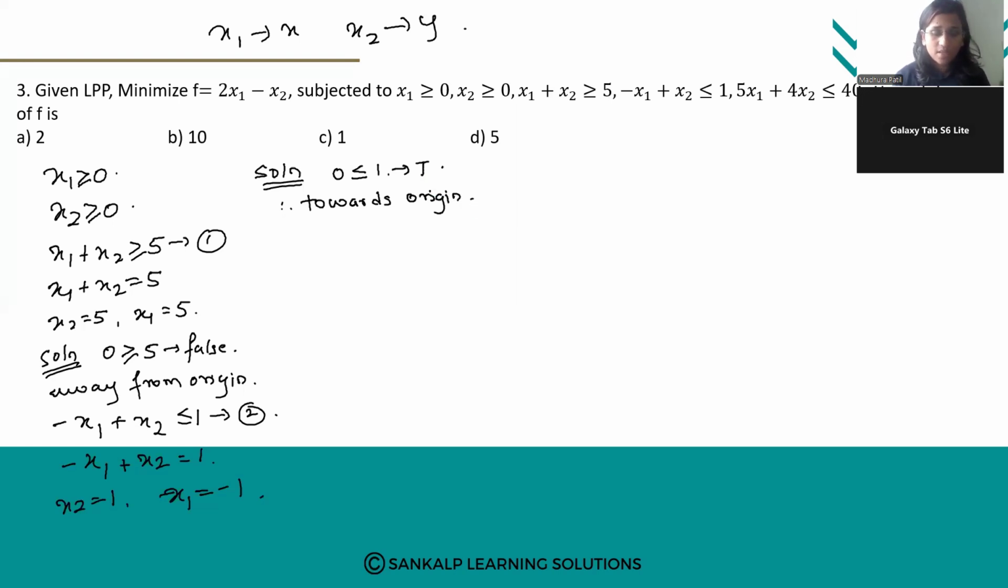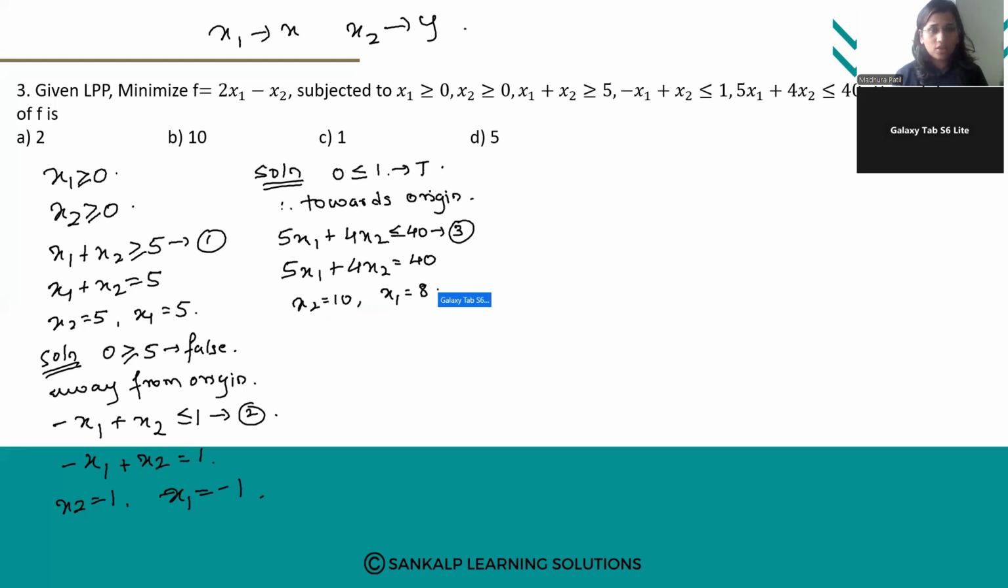Now, similarly, the last constraint is 5x1 plus 4x2 is less than or equal to 40. By the rule again we equate it to 40 and find the vertices. If I put x1 as 0, I get x2 as 10. If I put x2 as 0, I get x1 as 8. So we have to plot the line of this again.